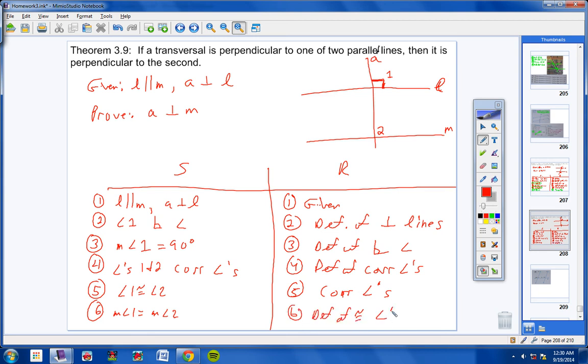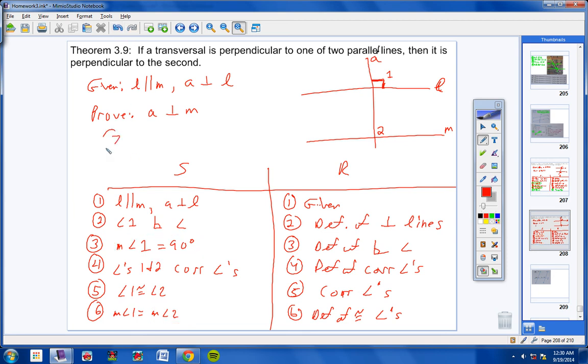You say, Mr. Eric, why did you do that step? Because, students, you can't substitute 90 in for angle 1 unless you have equal signs. You can only use substitution when you have equal signs. So now, if you look, I have an equal sign here: the measure of angle 1 equals 90. I have an equal sign here: the measure of angle 1 equals the measure of angle 2. So I can make a substitution.